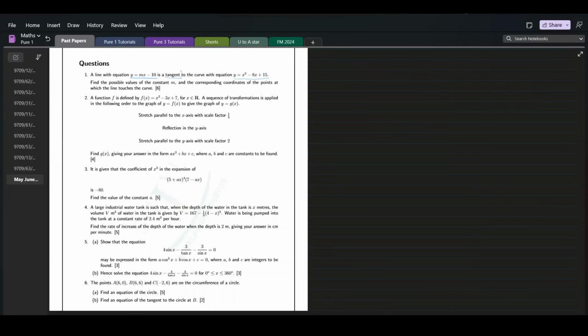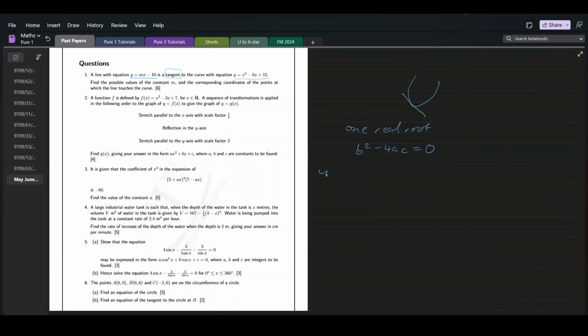So the key word here is tangent. And so we know that if a line is tangent to a curve, there is only one real root. So what does this mean? In terms of the discriminant, b squared minus 4ac is equal to 0.